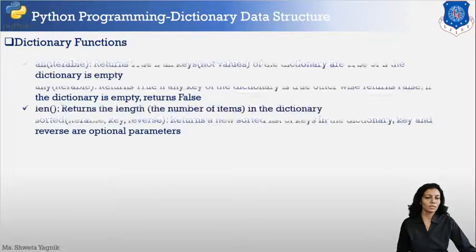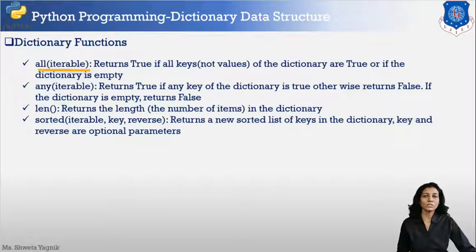Those are all. It returns true if all the keys of a dictionary are true, otherwise it will return false, and if the dictionary is empty, it is going to return true. Now the next operation is any. If any of the dictionary keys is true, it is going to return true.